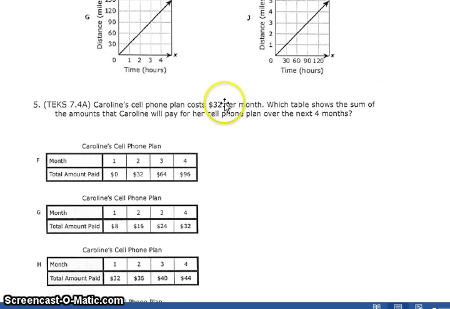Caroline's cell phone plan costs $32 per month. Which table shows the sum of the amounts that Caroline will pay for her cell phone plan over the next 4 months?